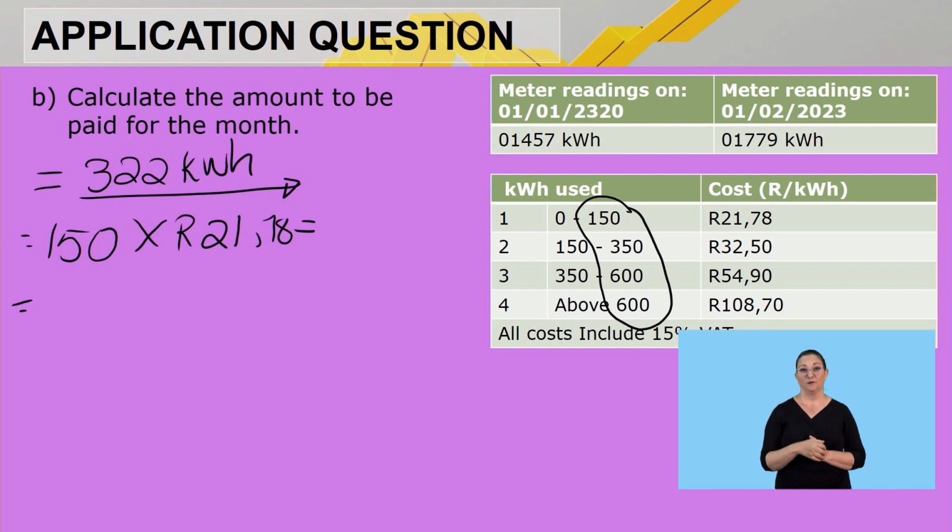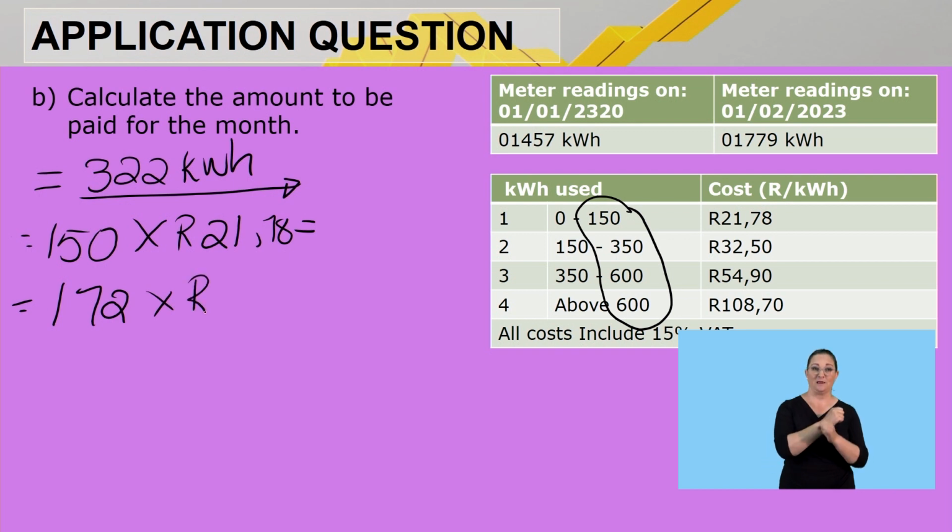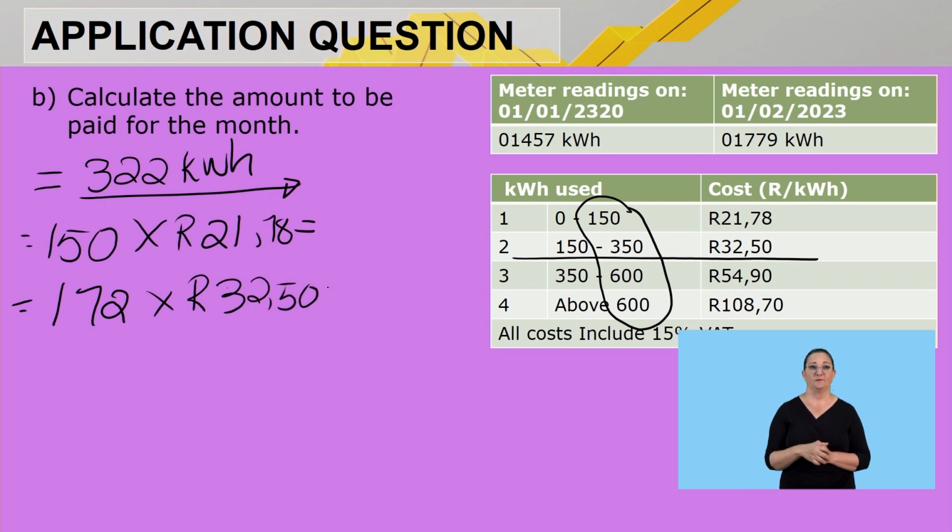So that will give us more. So we are only going to take only what we need. And how much do we need? We need 172 kilowatts. So this will be multiplied by the cost in block number 2, which is 32 rand 50.